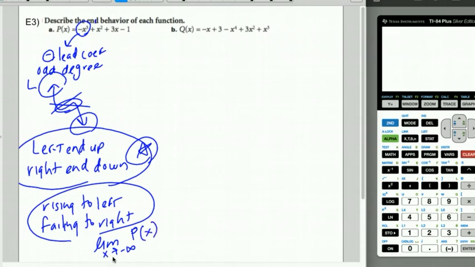This is a fancy way of saying that as the x's go left, to negative infinity, the y's go to positive infinity. The limit as x approaches infinity of p of x is negative infinity. That's saying as you go all the way to the right, your y value is negative infinity. That's another way to write it.